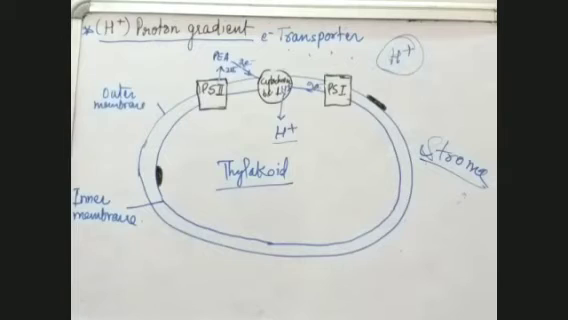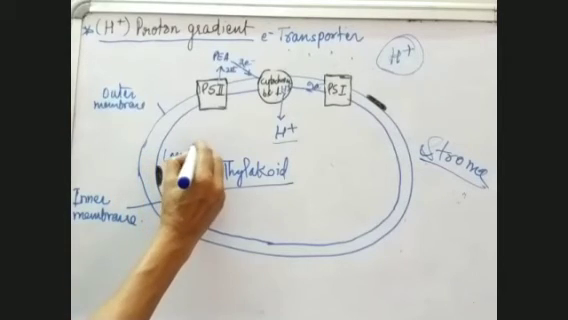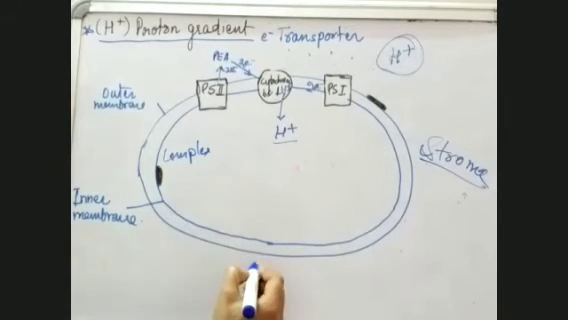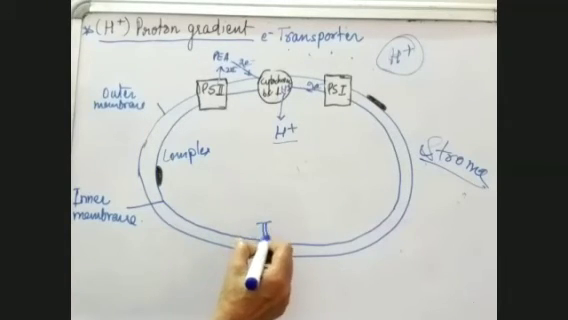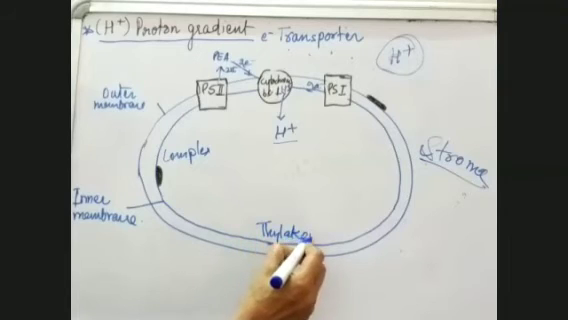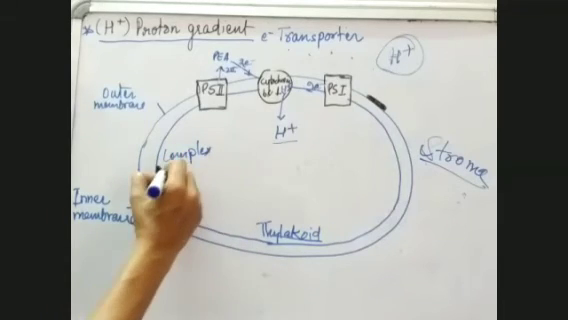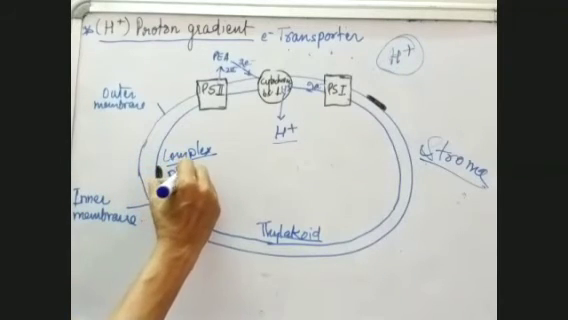Now the second way. What is that second process by which the number of protons increases inside the lumen? The second is photolysis of water. I told you this is a complex. This black colored one which I have made is a complex. I'm erasing this thylakoid. I'll write thylakoid here, but I think I should write it inside so that you understand that this is the thylakoid and that is the stroma. So this is a complex which helps in photolysis of water.